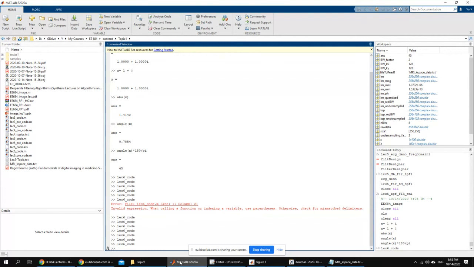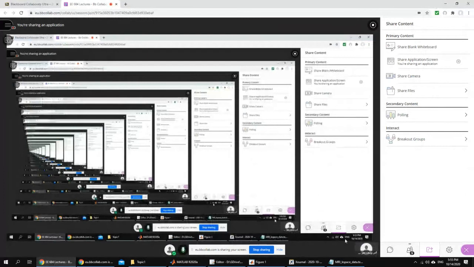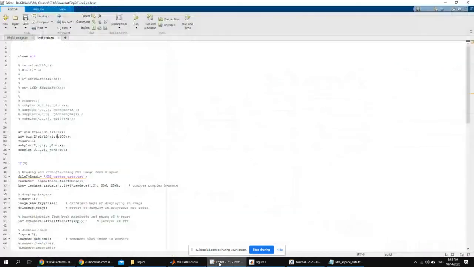Please ask me questions now before we proceed, if you have any questions about the Fourier transformation so far. Okay, so far no questions. Okay, we're going to proceed to better understand the code that we have.